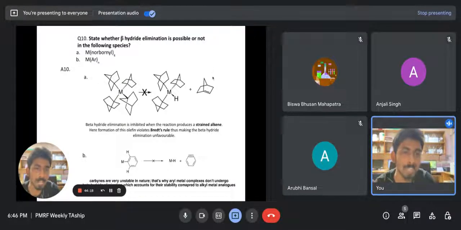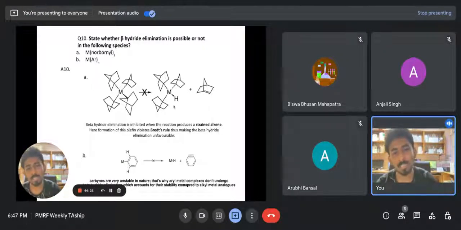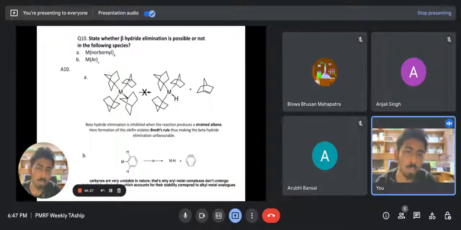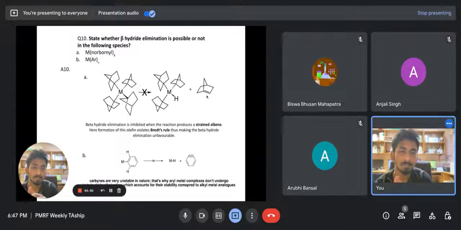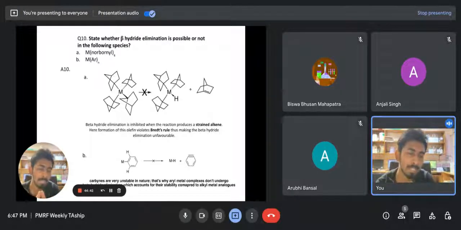So if this product is unstable, this forward reaction will not be feasible at all. The backward reaction will be more favorable, and this molecule is reluctant towards any beta hydride elimination, because at the bridgehead position, beta hydride elimination cannot occur, since no attainment of planarity can be done.